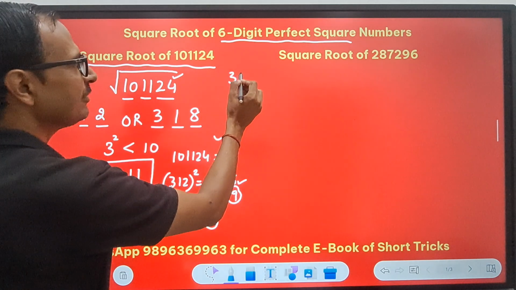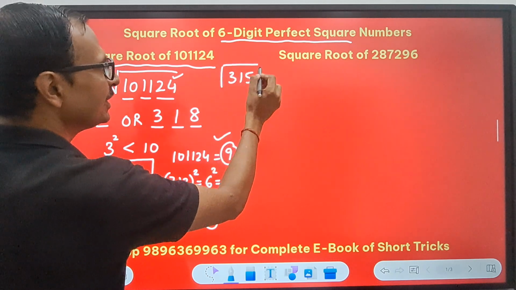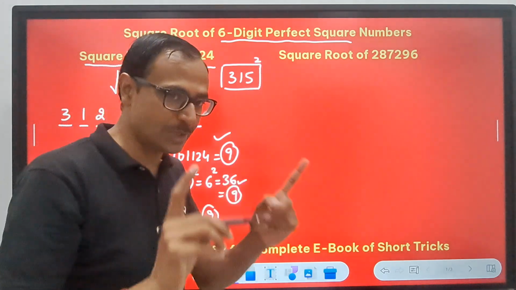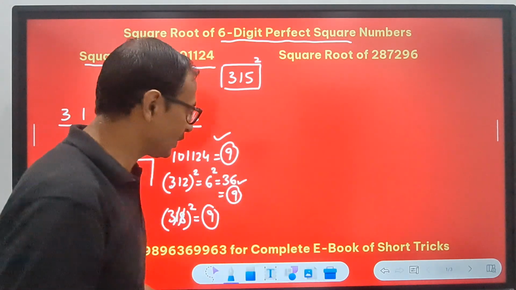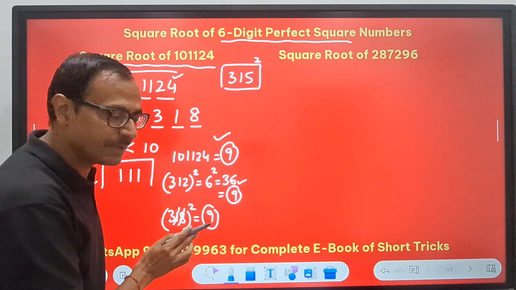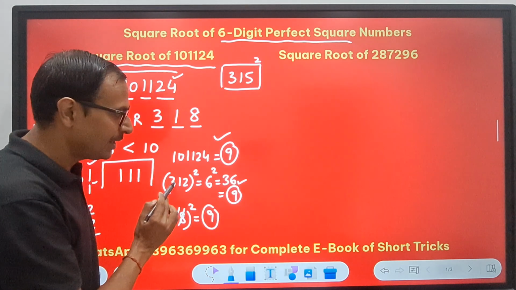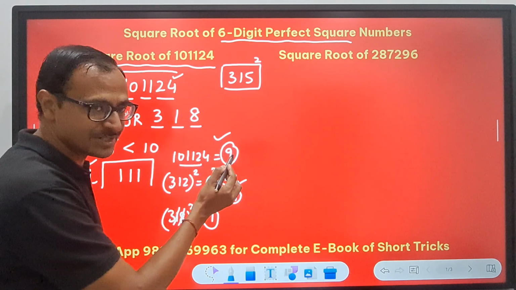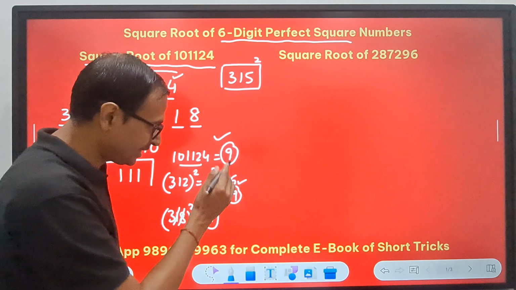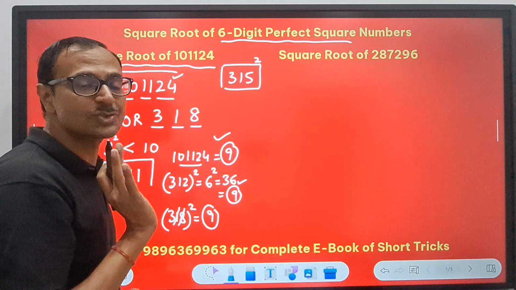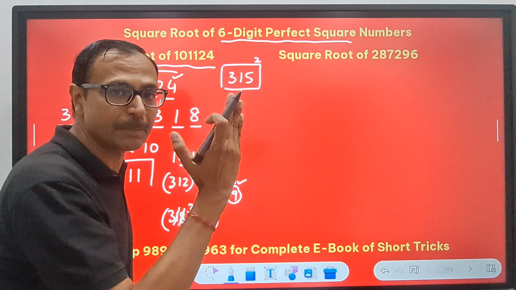It is 315, right? Now I will find the square of 315 using Vedic maths. Why am I doing this? Because I got the same digit sum. Had I got a different digit sum here, this would have been my answer, and the digit sum which tallies with this digit sum is the answer. But in this case, all the digit sums are same. So I have to do the square of the intermediate number, the middle number.